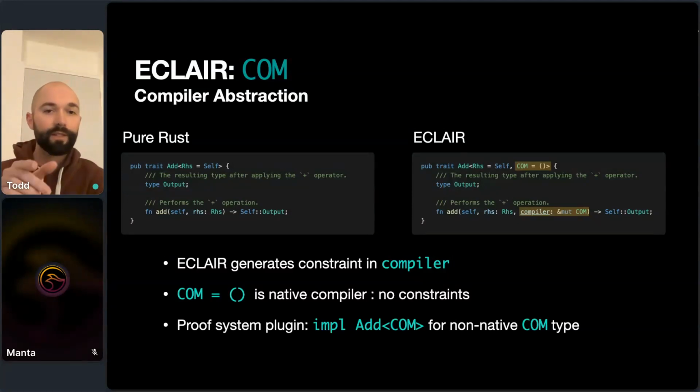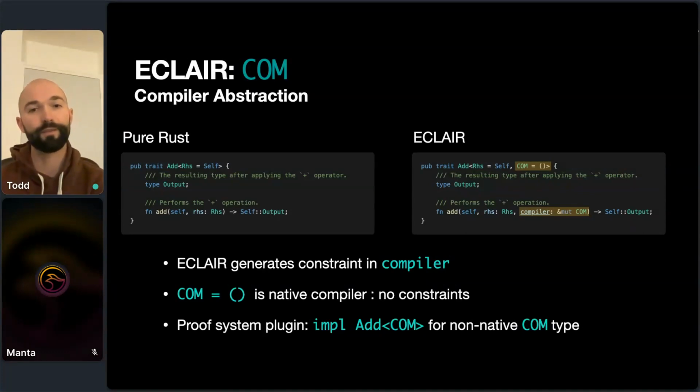Something that's worth pointing out is that in the trait declaration, we've specified a default type for the compiler. So we've used the unit type, and what the unit type signifies in ECLAIR is that you're using the native compiler, by which I mean you're not generating any constraints. You're not working in a proving system. You're just executing code on computer hardware, right? So when no com type is specified, ECLAIR defaults to the native compiler, and it hands the job of compilation off to the Rust compiler.